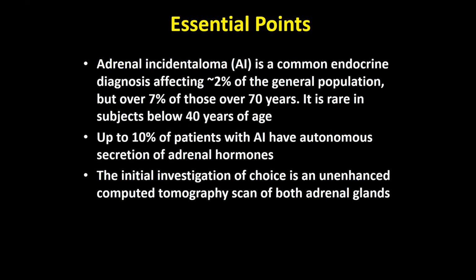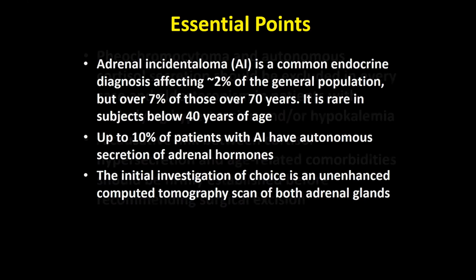For the incidentaloma, it's actually surprisingly common. We know that around 10% of patients who've got an incidental finding of adenoma on a CAT scan will have autonomous secretion. So for that reason, we can justify screening these patients for hormone excess. It is worth making sure that these patients have some form of longer-term endocrine follow-up. The best initial test is always going to be a CAT scan of both adrenal glands, and then taking that in conjunction with the biochemistry and the presentation, we take things forward from there.